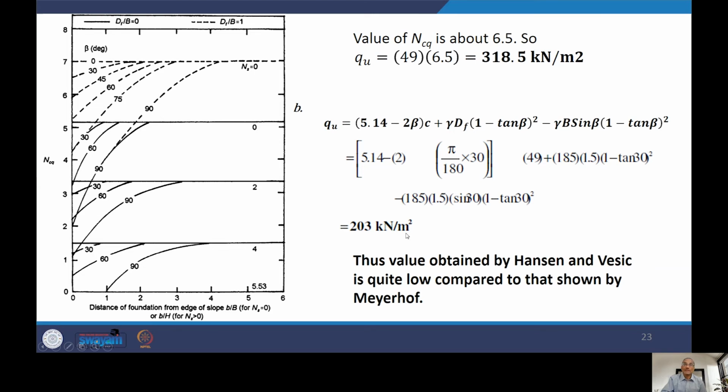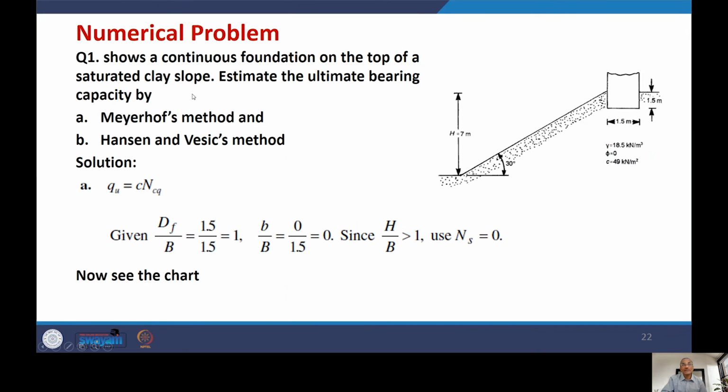That is kilopascal. So in this example, Meyerhof is giving the higher value. The value obtained by Hansen and Vesic is quite low compared to that shown by Meyerhof. It was 318, and it was 203. That means the value shown by Hansen and Vesic is about two thirds of that given by Meyerhof. Okay, so this was the case for clay soil, saturated clay soil.